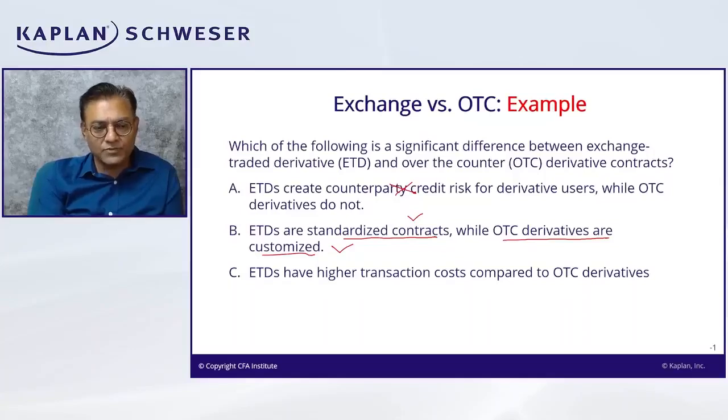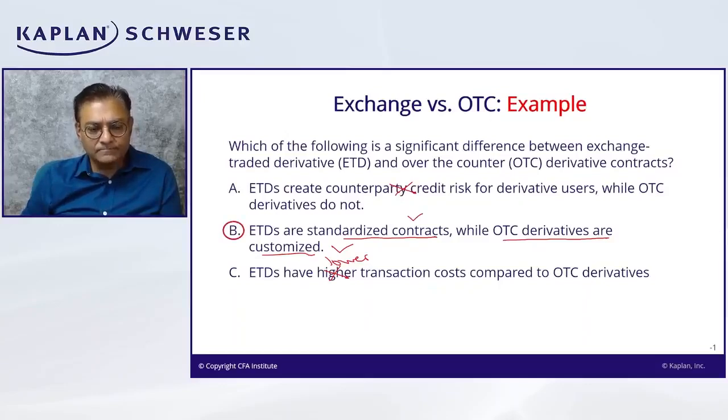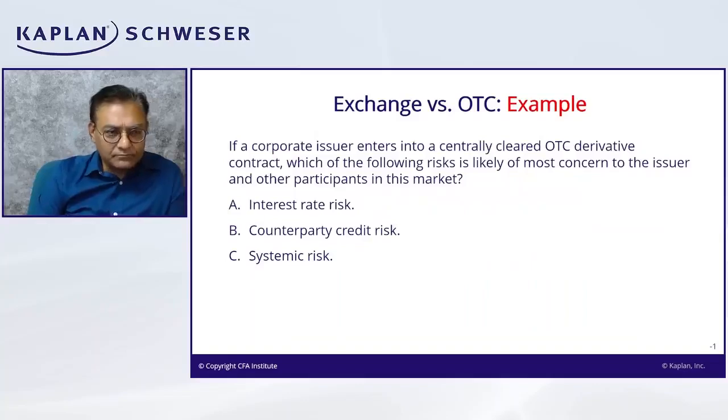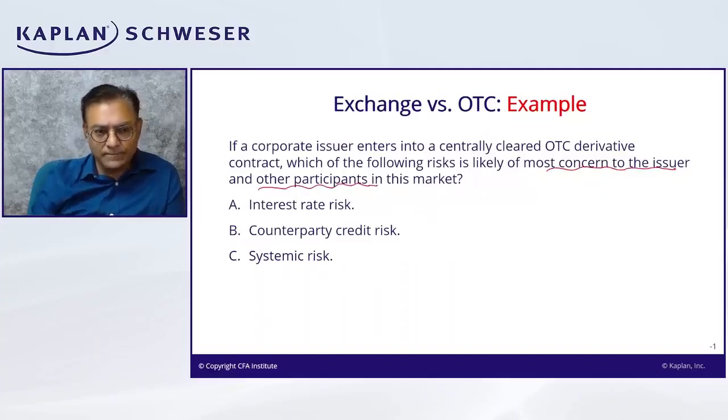Let's look at the last choice before we finalize. Choice C says ETDs have higher transaction costs. Actually, they have lower transaction costs as compared to OTC derivatives. So once again, we can now be comfortable choosing B as the correct answer. Another example, if a corporate issuer or a company enters into a centrally cleared OTC derivative contract, which of the following risks is likely of most concern to the issuer as well as to other participants in this market?